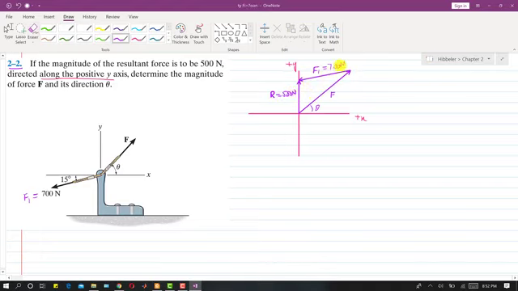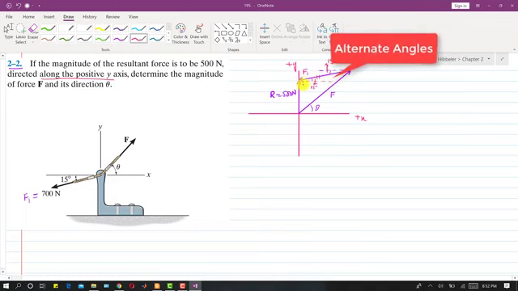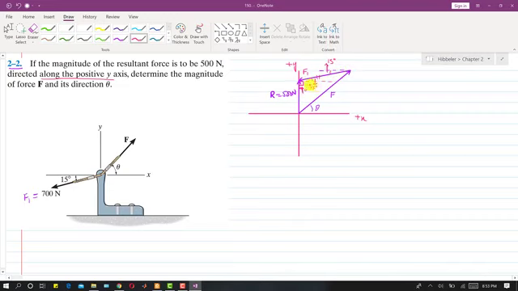And this force F is making 15 degrees with the horizontal. So let me represent that angle as well. Let's suppose this is that horizontal line, so this angle is 15 degrees, and the magnitude of this is F1, and F1 is 700 Newton. If this is 15 degrees, then this angle is also 15 degrees, and this angle is 90 degrees.